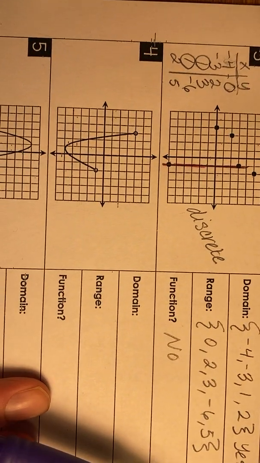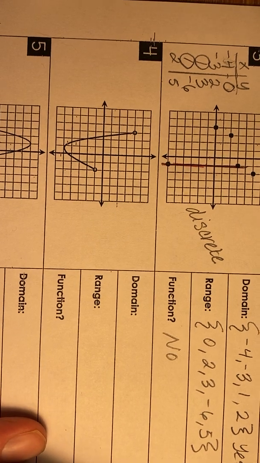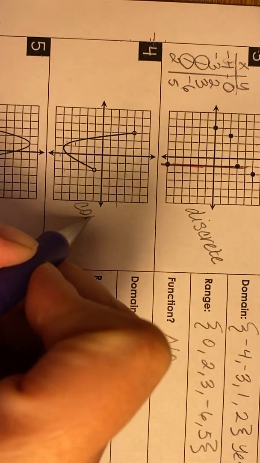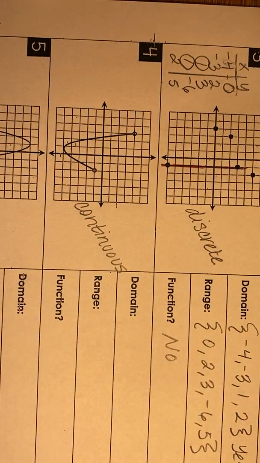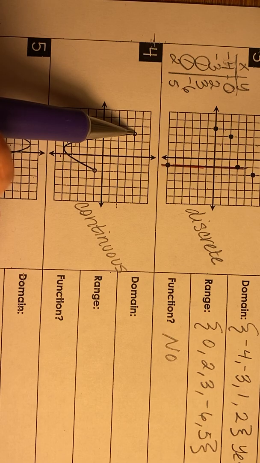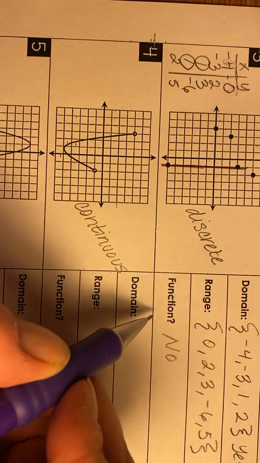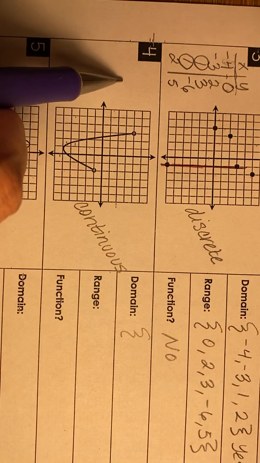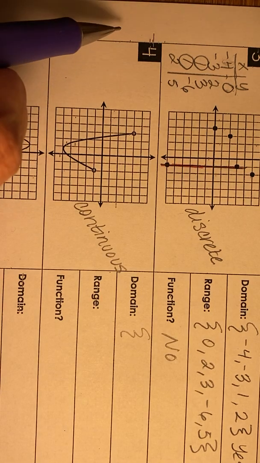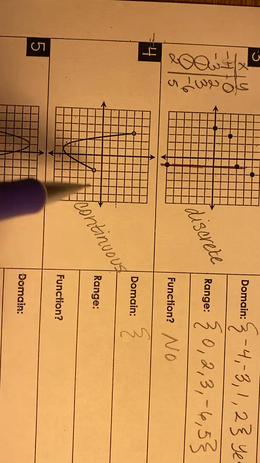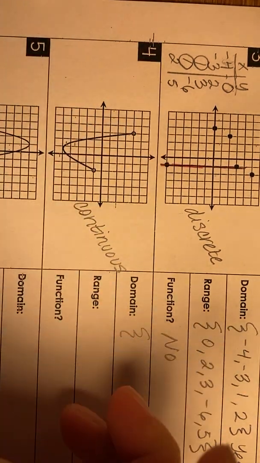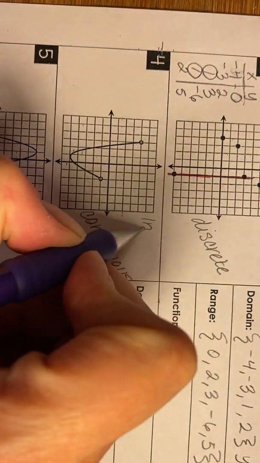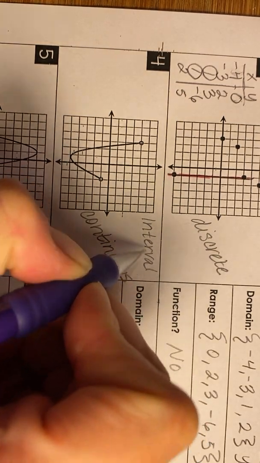Let's check this one. This is continuous. So you can continue to write the ordered pairs in any way that you choose. You can map them, you can write them out, or you can do without. The domain, though, for this one, I'm going to use interval notation.